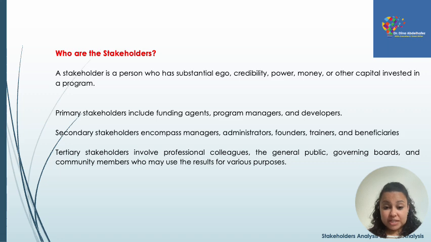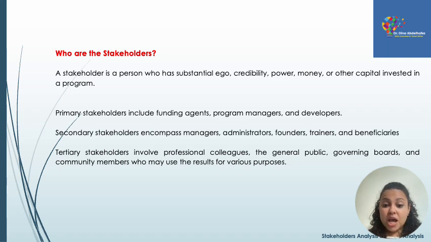So, who are the stakeholders and why is it important to include them in our participatory monitoring and evaluation systems? A stakeholder is a person who has substantial ego, credibility, power, money, or other capital invested in our project or programs. There are primary, secondary, and tertiary stakeholders. The primary ones are the donors, our funding agency, project manager, and developer for these projects.